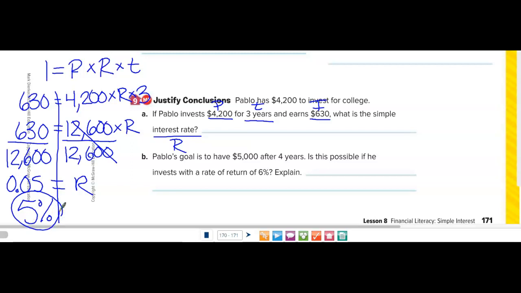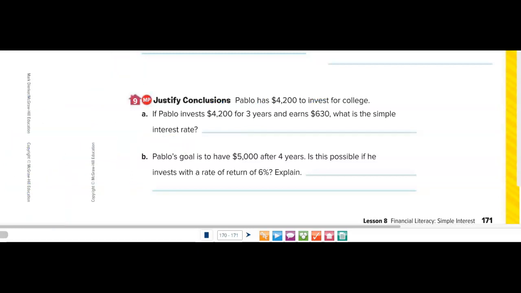Why is all 3 of the problems 5%, 5%, 5%? Well, a lot of interest rates are 5%, probably. Interest rates don't get really huge because if you are borrowing money from a bank and they have a high interest rate, I'm not going to go with that bank because I don't want to have to pay more money.